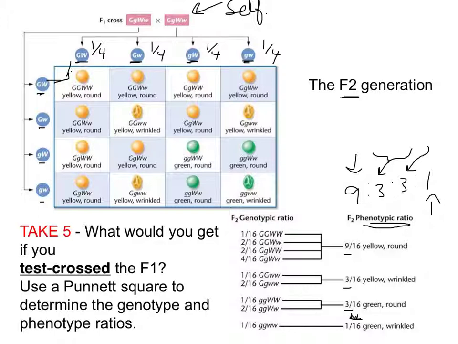So now let's take a minute and think what would happen if instead, as Mendel did do, he test crossed this organism. What would that mean? And by test cross, what do we mean? Let's look at that in the next slide. All right, let's run through this. So I just asked you, what would happen if you test crossed that F1? So here's the F1, big G little g, big W little w.